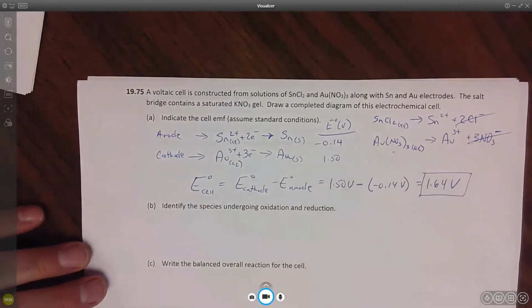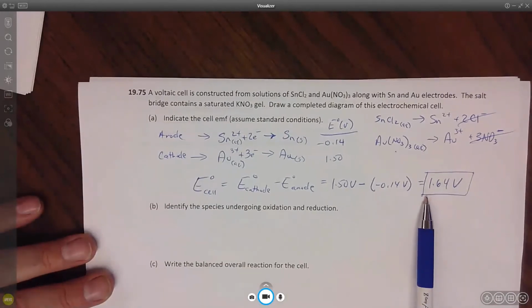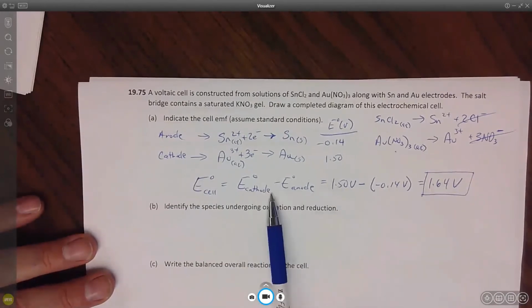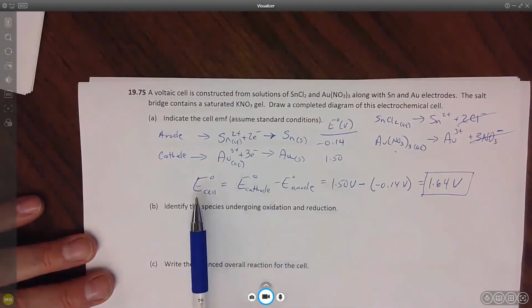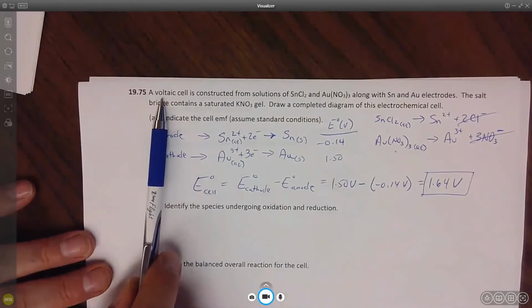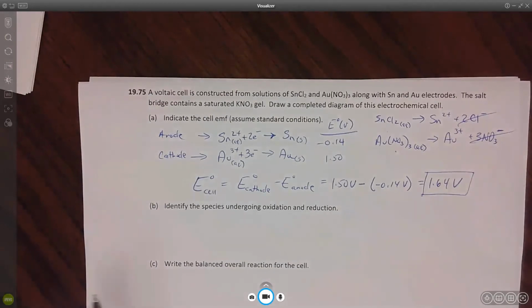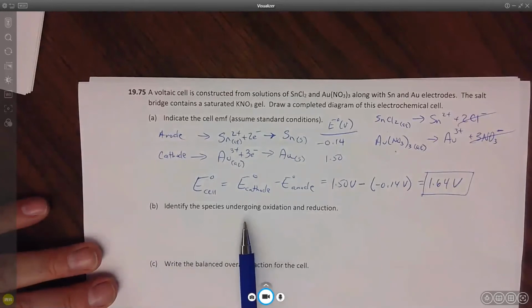Okay, does everybody get this point? At least a third of the students will write this backwards. But remember, this has to be positive to be a voltaic cell, a galvanic cell, or a battery. Okay, so everybody's good. So what is undergoing oxidation?